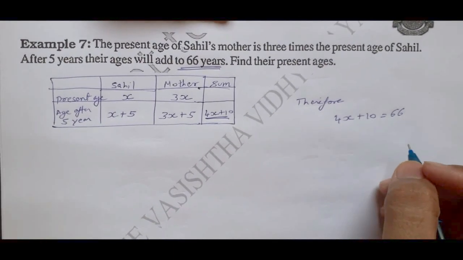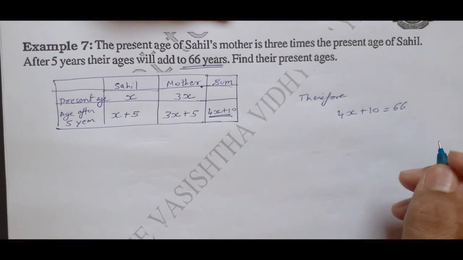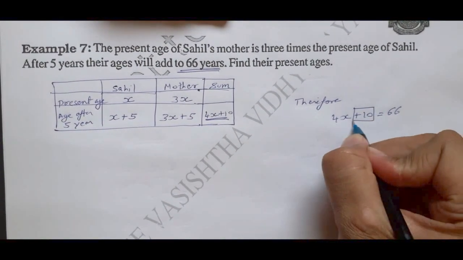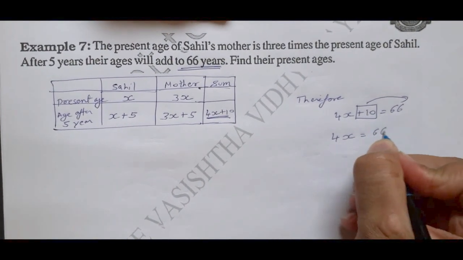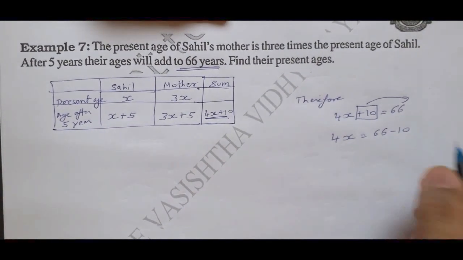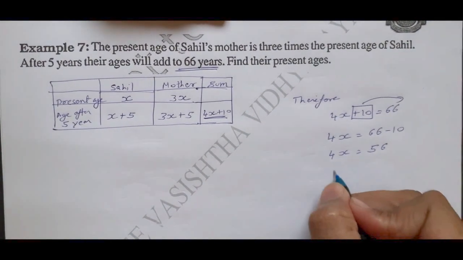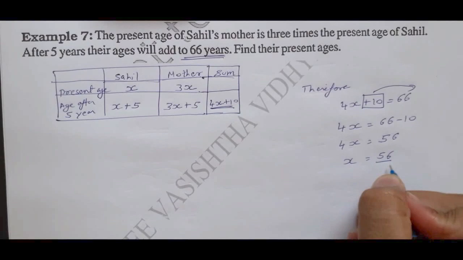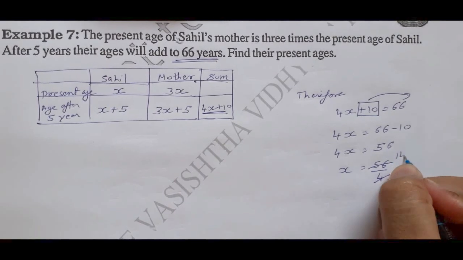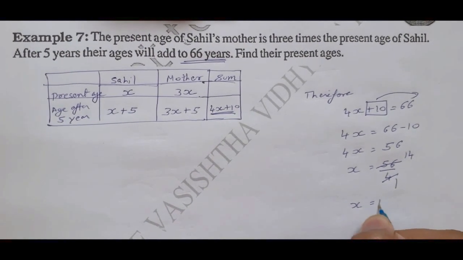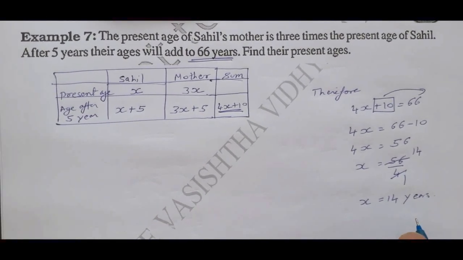Now this equation determines Sahil's present age, which is x years. To solve this equation, we are going to transpose this plus 10 to the RHS side. So it will be 4x is equal to 66 minus 10. So 4x is equal to 56. So x is equal to 56 upon 4. In 4 table, it comes 14. So x is equal to 14 years.